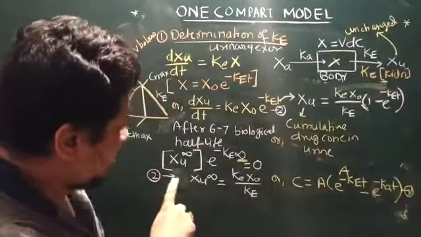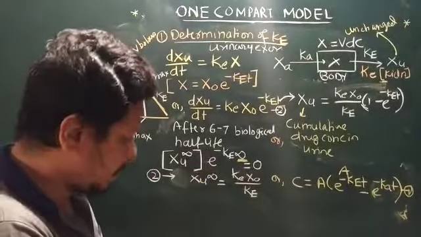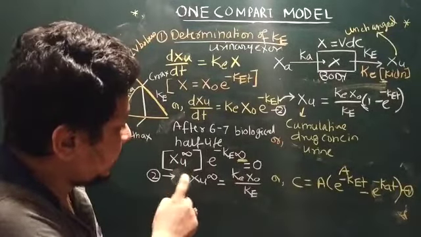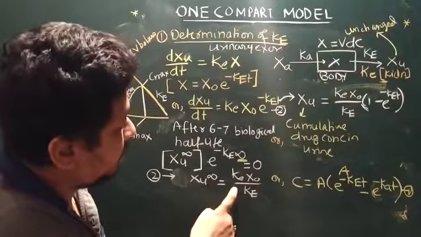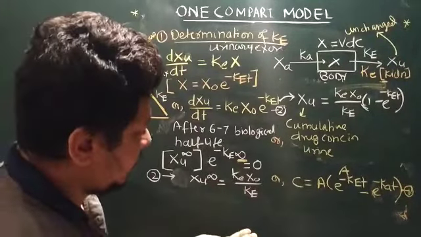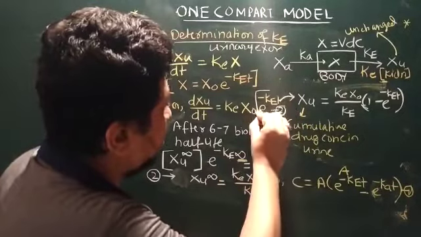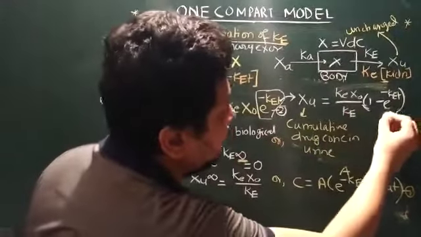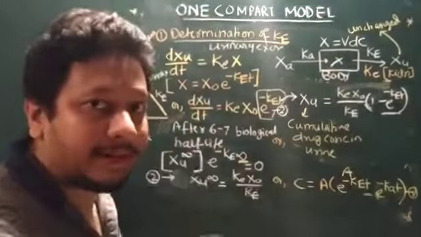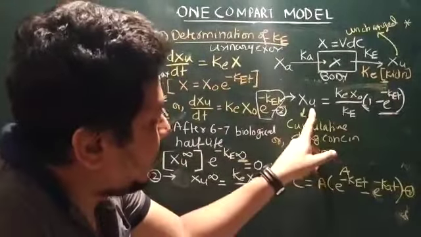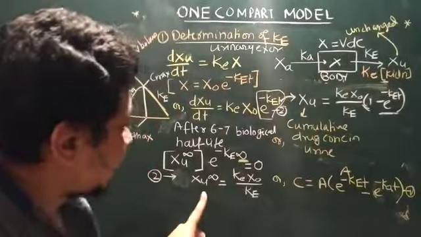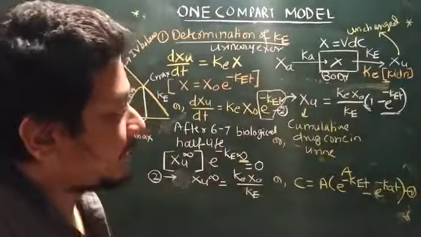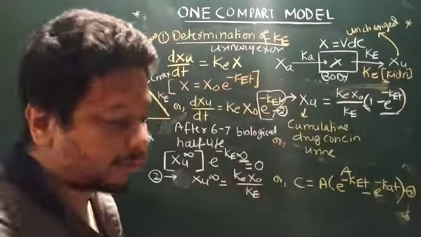Now, after 6 to 7 biological half-lives, the amount of drug excreted is known as XU infinity. That XU infinity becomes like this. How? If you see, this particular e raised to minus Ket becomes 0. So if this becomes 0, XU at that time is considered as XU infinity. So XU infinity is equal to Ke into X naught upon Ke. This becomes the equation after 6 to 7 biological half-lives.